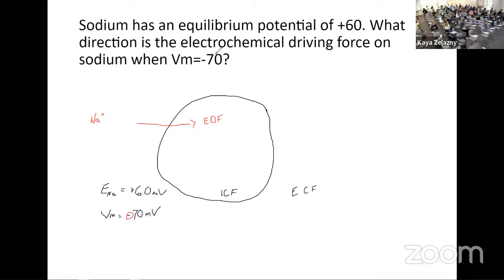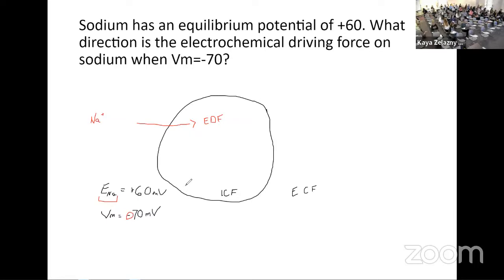We're actually looking for our electrochemical driving force, which is the overall direction sodium wants to go. That also has to take into account the chemical driving force. So we want to make sure that we understand all the pieces going on. We don't, in this example, have information about our concentrations of sodium directly, but what we do have is our equilibrium potential for sodium. So we know that once we get to this point, the CDF would point in the opposite direction to our EDF.